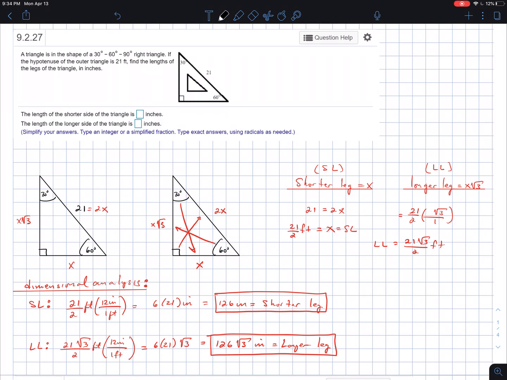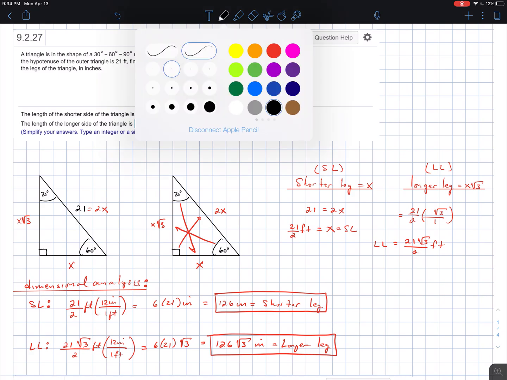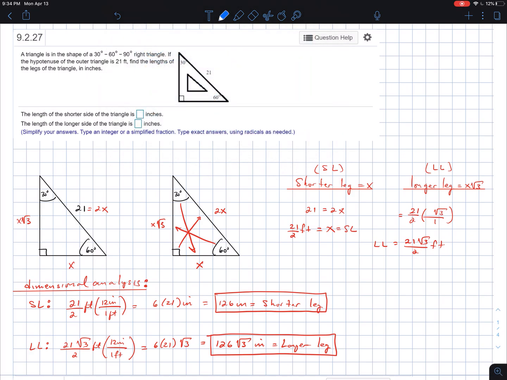Okay, so we have another problem here, and it says a triangle is in the shape of a 30-60-90 right triangle. If the hypotenuse of the outer triangle is 21 feet, find the lengths of the legs of the triangle in inches. So what I did was I redrew the original problem over here, I'll put that in blue, and I put the expressions where they belong.